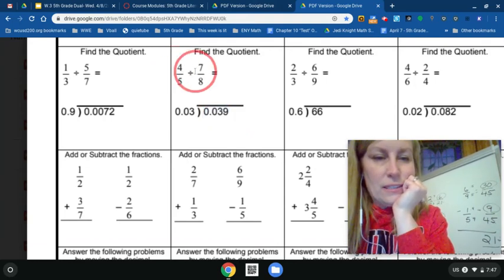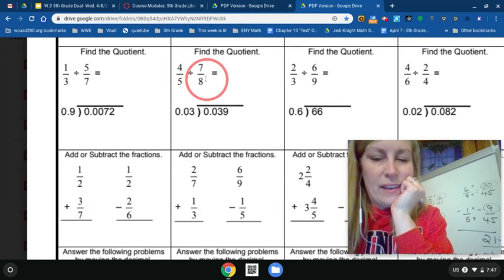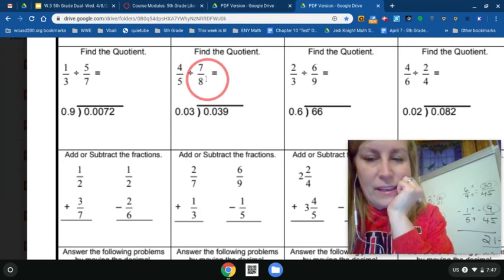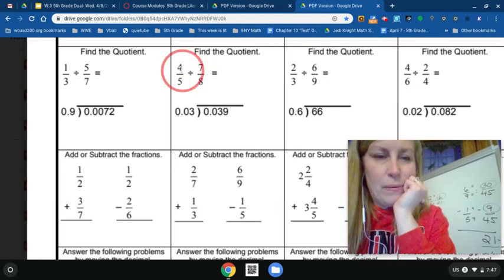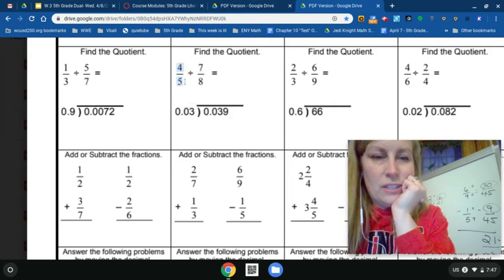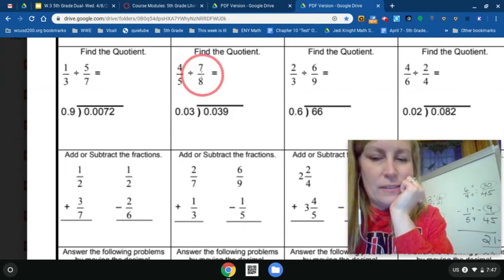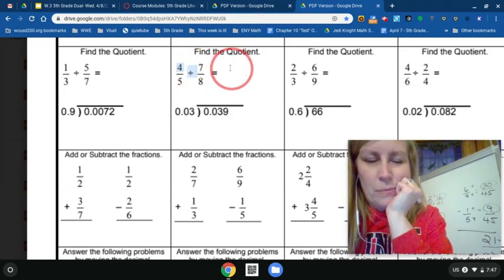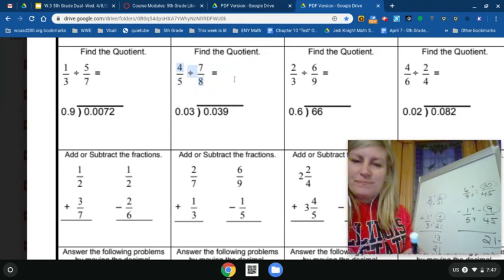And then don't let these trick you up. The 4/5 divided by 7/8, don't let that trick you up. That's KCF. Keep, change, flip. Keep the 4/5. Change the division to multiplication. And then flip the 7 and 8, so it's 8 and 7. And now you just have to do 4 times 8 and put your numerator. And on the bottom will be 5 times 7. And then you have your denominator.